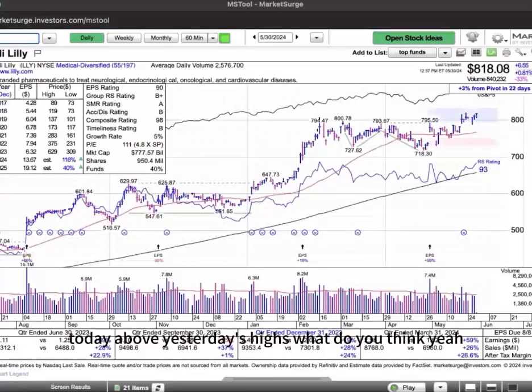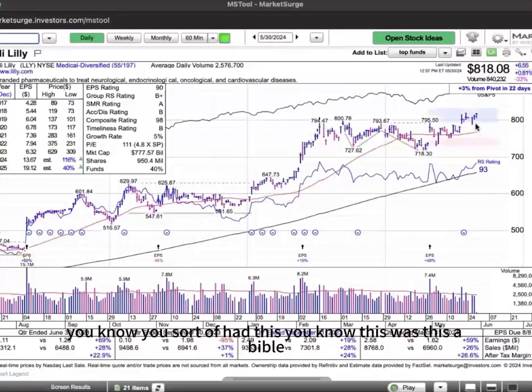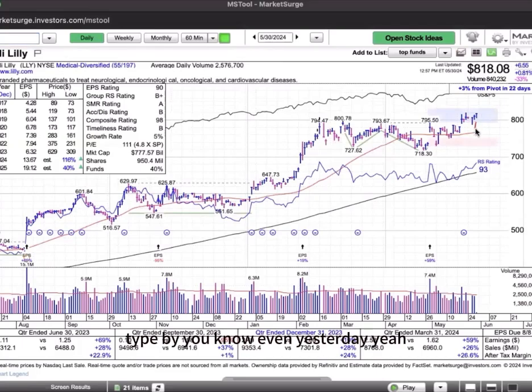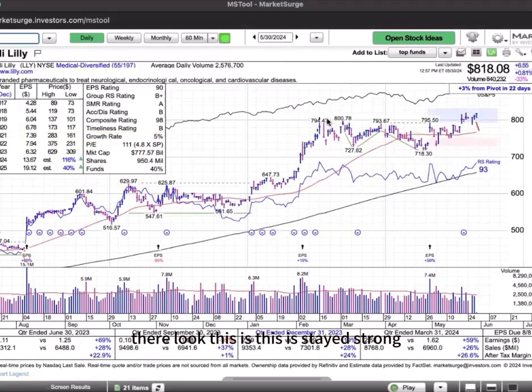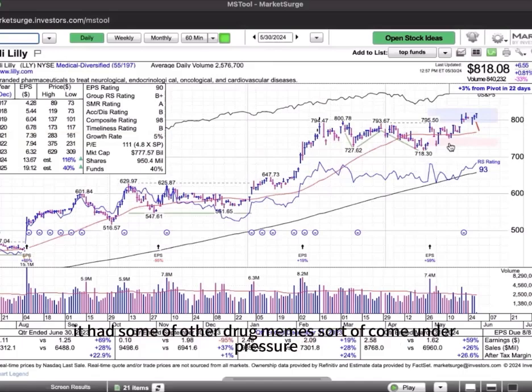Today above yesterday's highs. What do you think? Yeah, we debated it even yesterday. Was this a viable reversal pullback type buy, even yesterday? Yeah, I think you could have possibly started a position there. Look, this has stayed strong. We had some of the other drug names come under pressure.